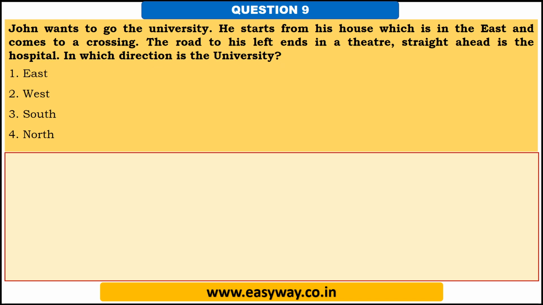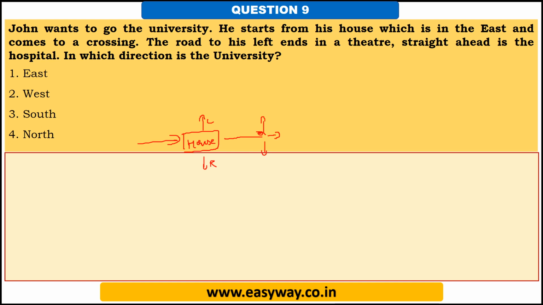Now see, here it is said that he starts from his house, and where is the house? The house is in the east. So let us say here is the house, and the house is in the east direction. So for the house in the east direction, which will be the left side? This will be the left side and this will be the right side, right? Imagine yourself facing east, and imagine where your left hand and your right hand will be. So here it is said that he starts from his house, that means he starts from here, and then he reaches a crossing. So crossing means this direction and this direction.